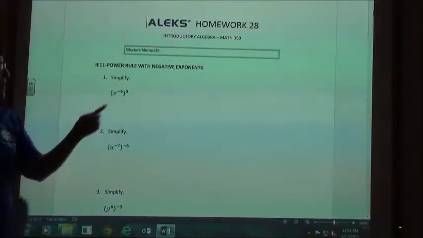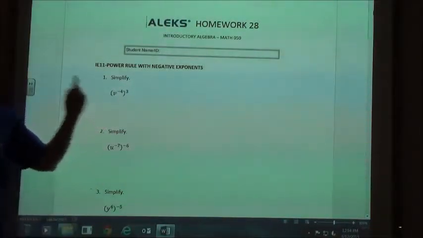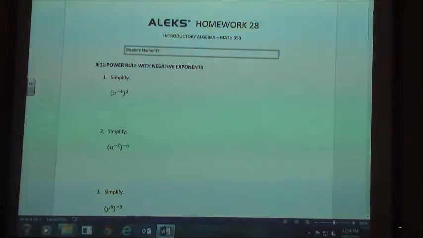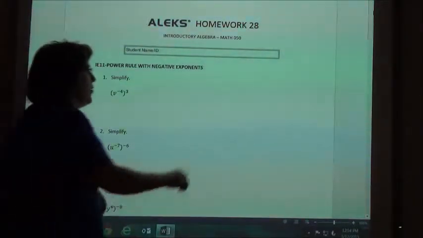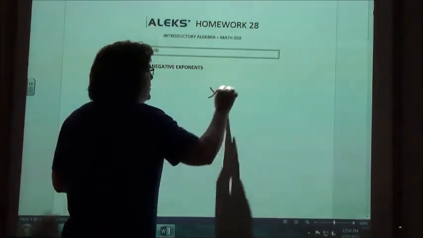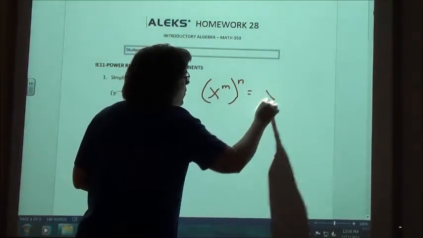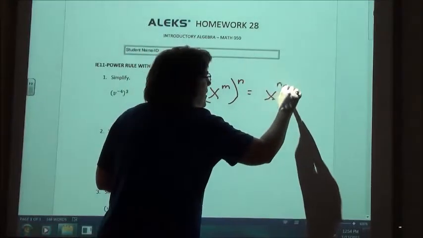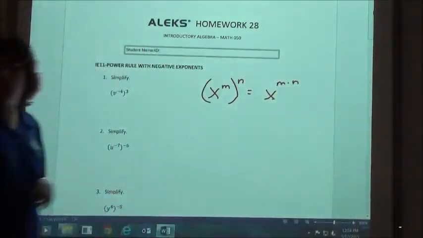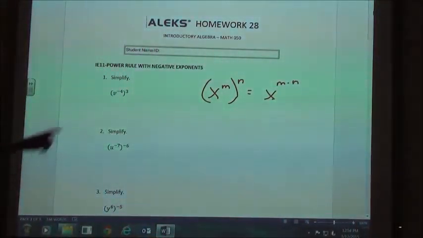Power rule with negative exponents. We've already talked about the power rule before on the previous page. We said if we had x to the m raised to the n power that our rule was to do m times n, right? When we raise to a power. So we're going to start by basically doing that same rule.